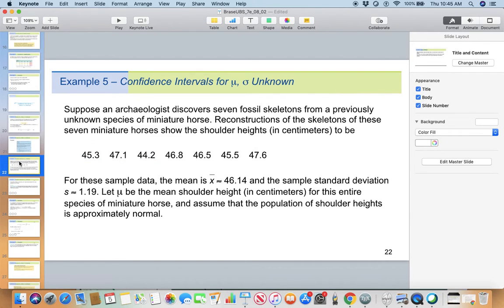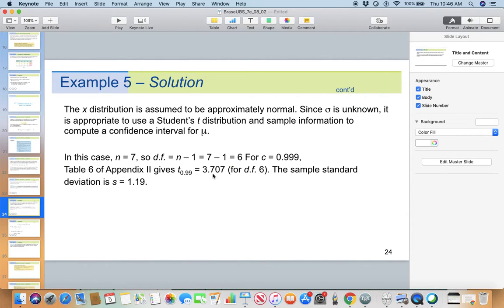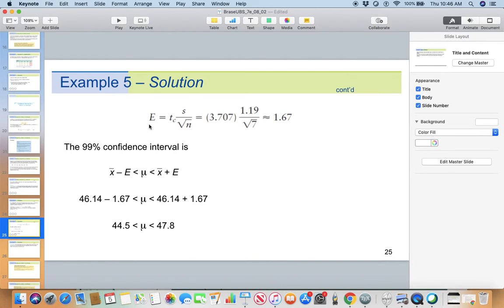That was calculated earlier. All right. So you have t_c, and you have s, you have n. You can now calculate the error tolerance or the maximal margin of error using this particular formula, which comes to approximately 1.67. So the 99% confidence interval is x bar minus E to x bar plus E. All right. So that's your confidence interval.